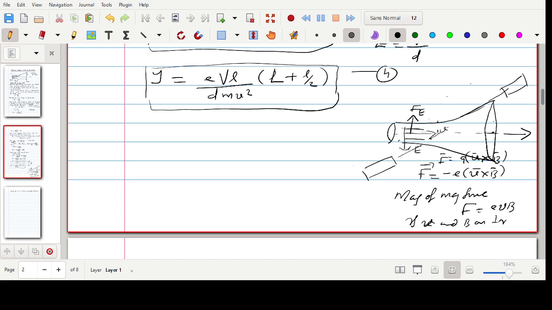Now see the direction of V cross B. If I am applying the magnetic field along this direction, and V is along this direction, now what about V cross B? B is into the plane and V is along this direction. So V cross B will be in the upward direction. So if V cross B is in the upward direction, then minus V cross B will be in the downward direction. So the electron will shift in the downward direction.